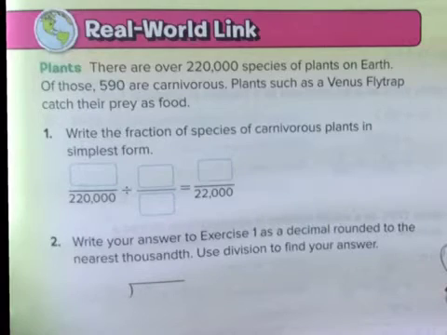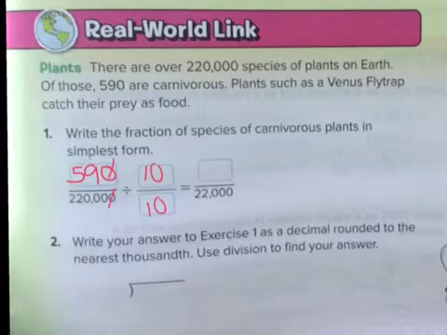So we have 590 carnivorous plants out of the 220,000. So right here, what we'd like to do is write it as a fraction. So we have 590 right there, right? Out of 220,000. Now, let's take off a zero of each one. In order to take off a zero, remember that you have to divide each number by 10. Okay? So that brings us down to 59 out of 22,000, right?